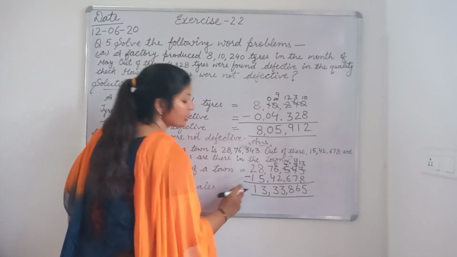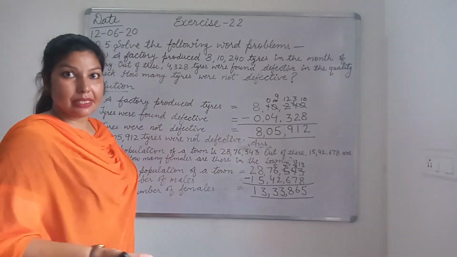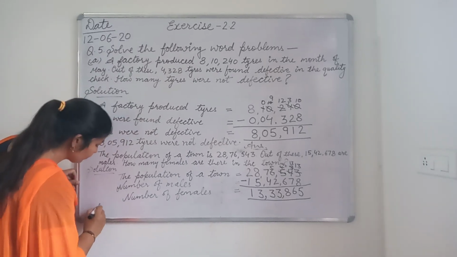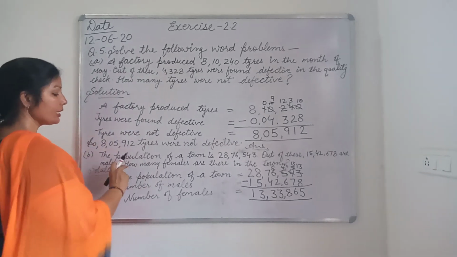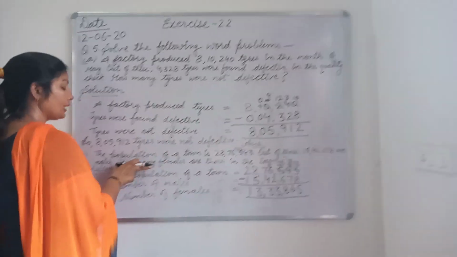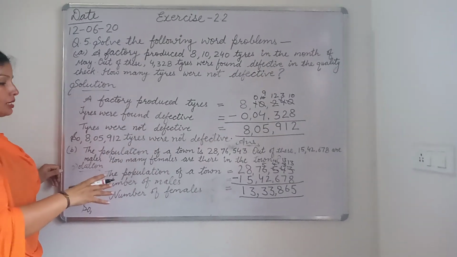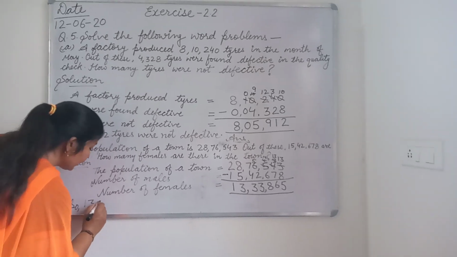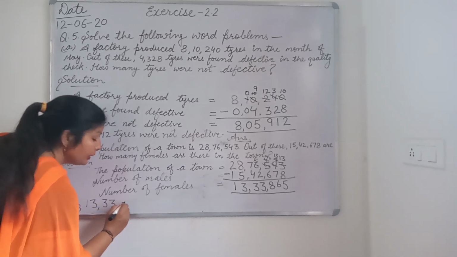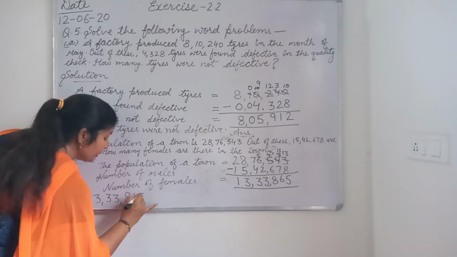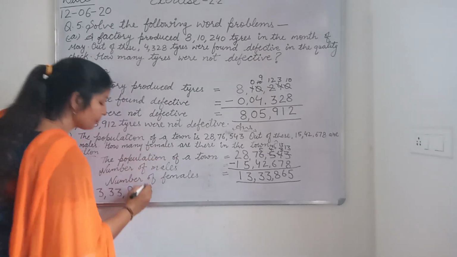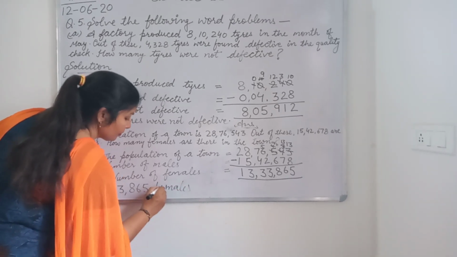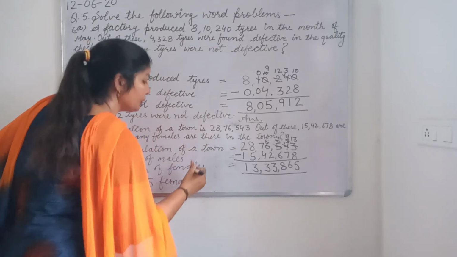13,33,865. What are these? These are the number of females. Okay, so we write here answer. So it is asking how many females are there. So at the place of how many we should write our answer. So 13,33,865 females are there in the town.